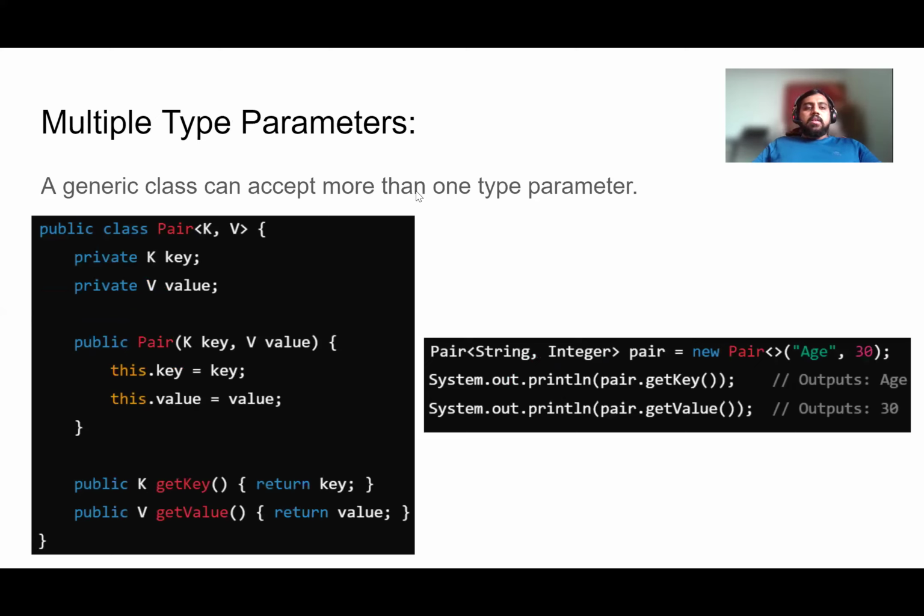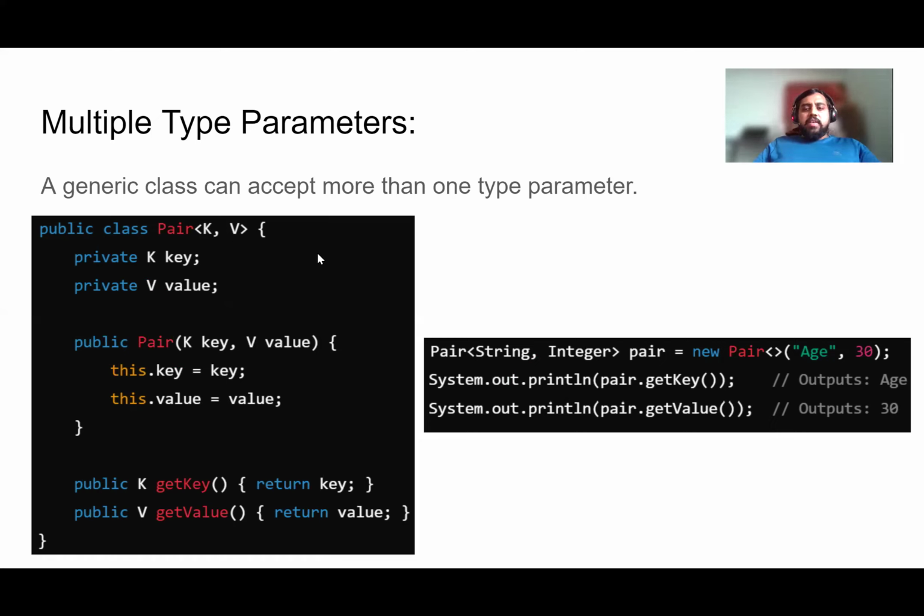Multiple type parameters: it's not necessary that we define only one type. We can define multiple types also. For example, if you're using something HashMap related, we have key-value pairs, and in those cases both key and value have types. Such that, suppose I'm returning one class Pair where it requires two pieces of data.